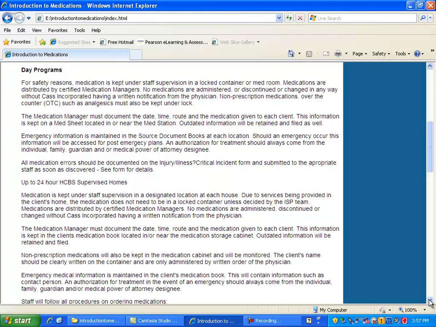An authorization for treatment should always come from the individual, family, guardian, or medical power of attorney designee. All medication errors will need to be documented on the injury, illness, critical incident form and then submitted to the appropriate staff member as soon as discovered. You can see that form for more details. Let's look at the policy for 24-hour HCBS supervised homes.